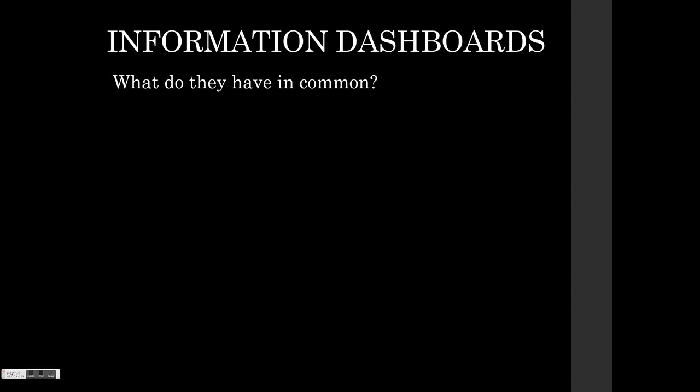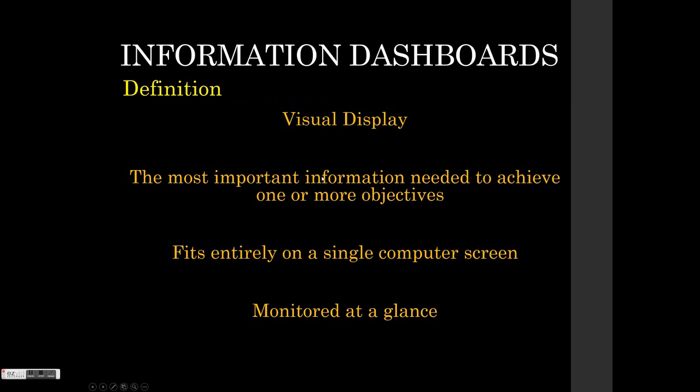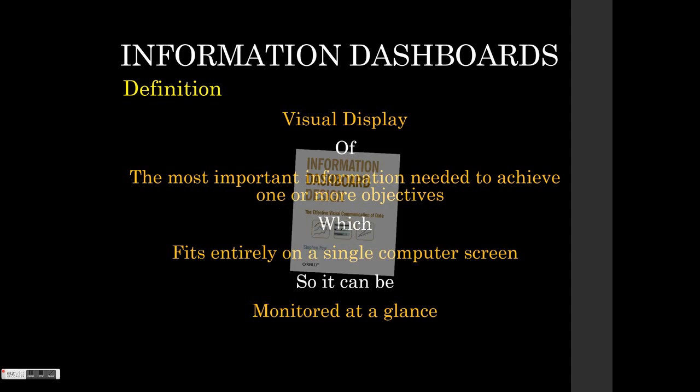Well, the examples I've showed you all take the dashboard metaphor very literal. You can see they all have a speedometer type gauge, a red, a warning, and a green indicator. Some of them, the red is on the left, some of them, the red is on the right. The definition of an information dashboard is a visual display of the most important information needed to achieve one or more objectives, which fits entirely on a single computer screen, so it can be monitored at a glance.